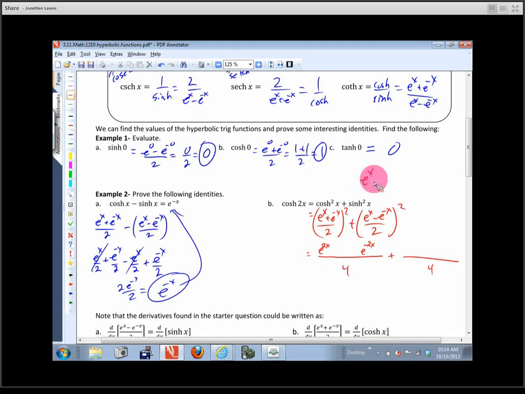e to the x times e to the negative x is going to be, remember, same base, add the exponents, that's going to be e to the 0, so that's going to be a 1. So when I multiply them together, I get a 1. But remember, I'm going to have 2 of those, so I double that, so that middle term is going to be a 2. Any questions there?